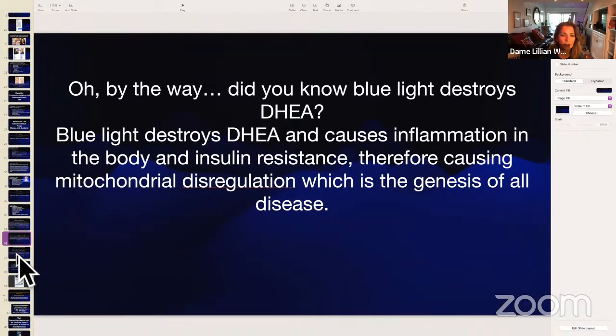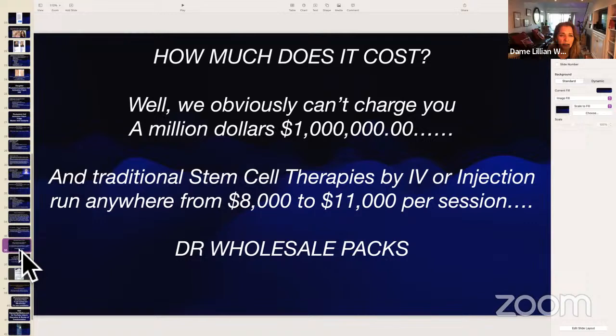Okay. I'm going to skip over this, blue light destroys DHEA. We already talked about blue light toxicity, so I'm not going to beat a dead horse. You can get started for, we can't charge you $1 million, although it's worth it to pay $1 million to get your health back. If you don't have your health, you don't have anything.